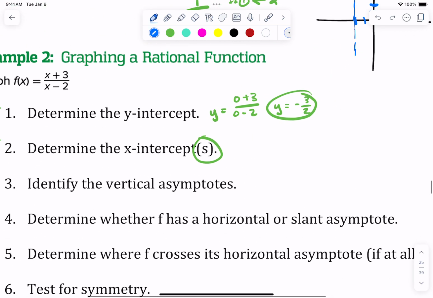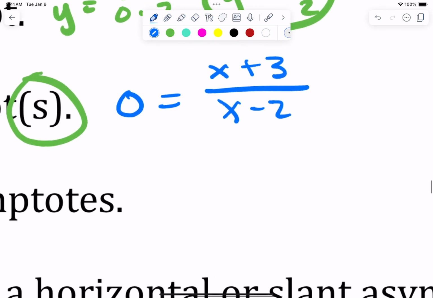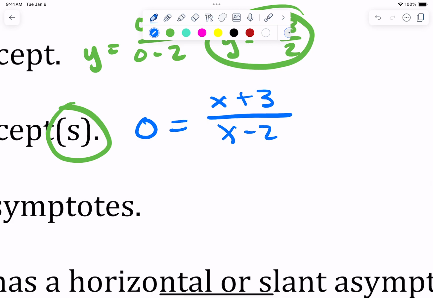All right, determine the x-intercept. Plug 0 in for y. So I'm going to do that to this function. 0 goes here. I have (x plus 3) over (x minus 2). Now what? Multiply the x minus 2 over, because then what happens? They cancel out. Times 0 makes them go away.